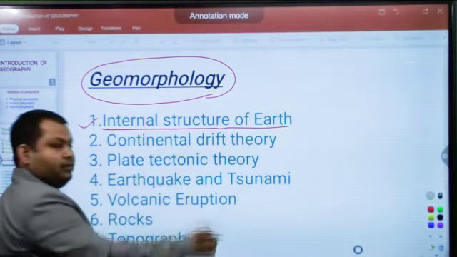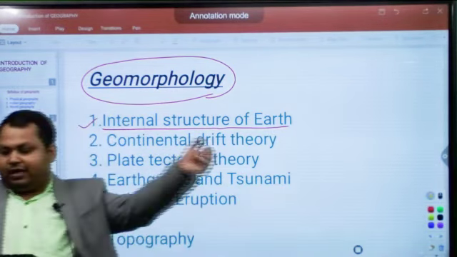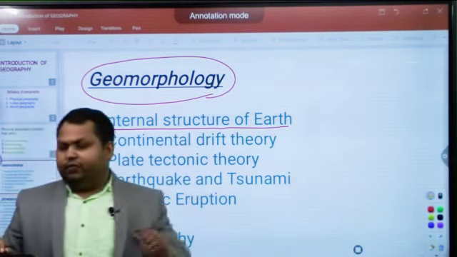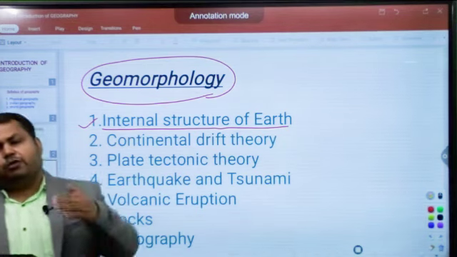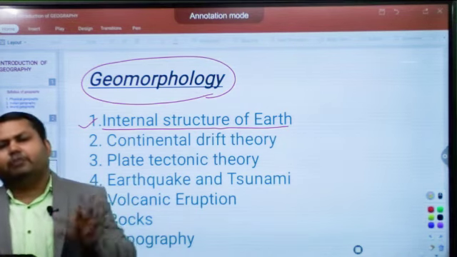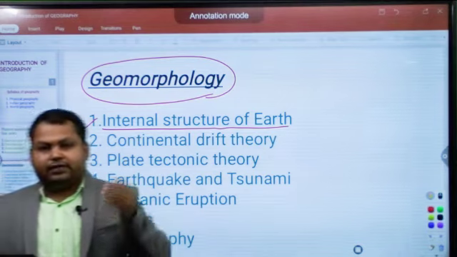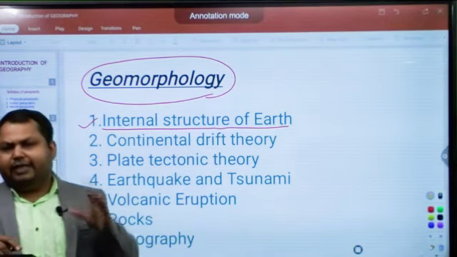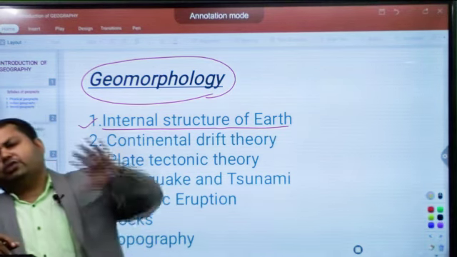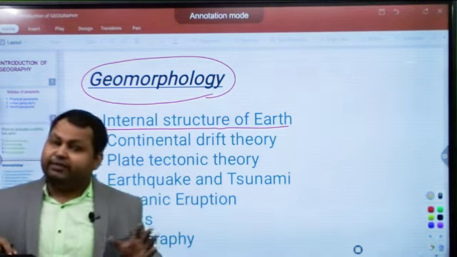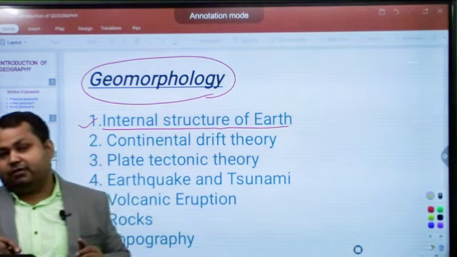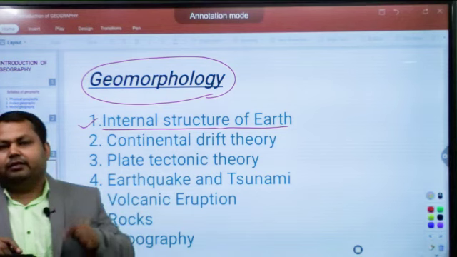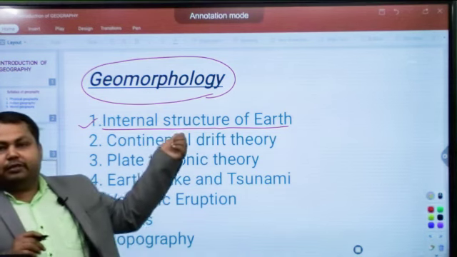What is this? What is the internal structure of Earth? We all see Earth from outside and find what? Mountains, plateaus, plains, valleys, numerous structures, and we become able to know the surface features of the Earth. But how the Earth looks internally, we will know within this particular topic.